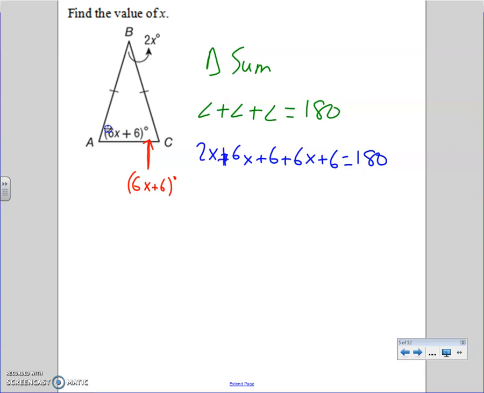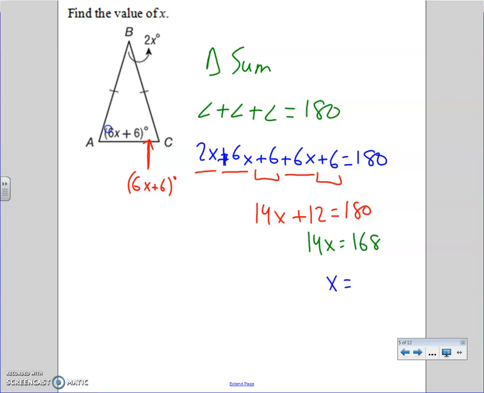All right, so combining terms, 2x plus 6x is 8x, 6 more makes 14x. Positive 6 plus 6 makes 12. That equals 180. We're going to subtract 12 from both sides, so that's 14x equals 168. Then we're going to divide both sides by 14. x equals 12. The question says, find the value of x. We found the value of x. All right, so x is 12. We plugged it in, we don't have to. You'll notice that all three angles do add up to 180.